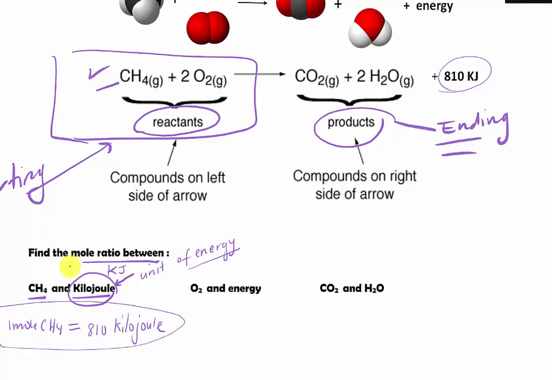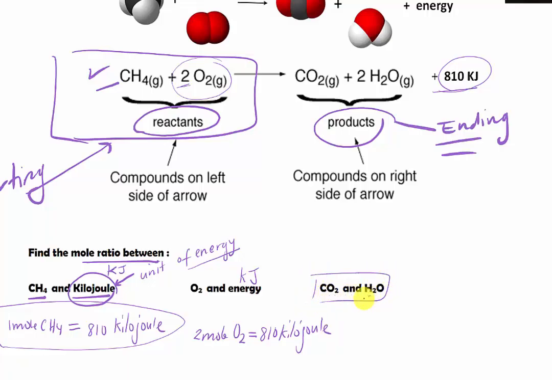Based on this chemical equation, let's try another one. Look for the conversion factor or the mole ratio between O2 and energy. This is O2 right there. And energy again is a unit in kilojoule. So we have O2, which is 2 because of that coefficient there. So we have 2 moles of O2 equal to energy. And we have energy measured in the unit of kilojoule. So we have 810 kilojoule. And that's it.